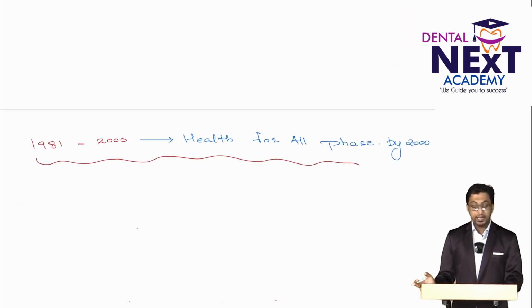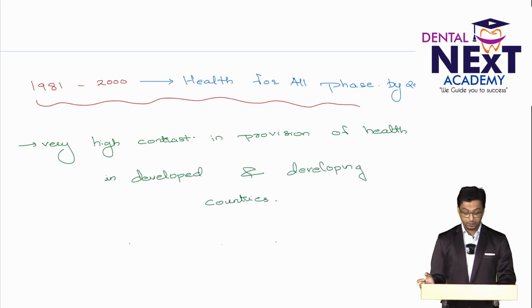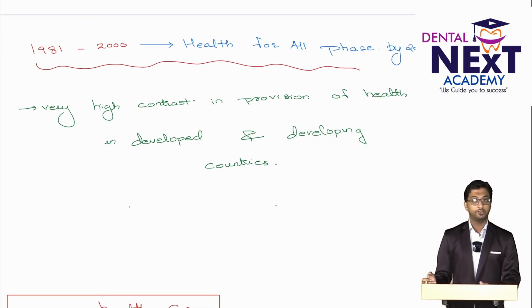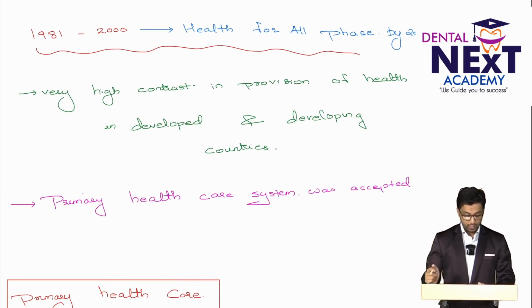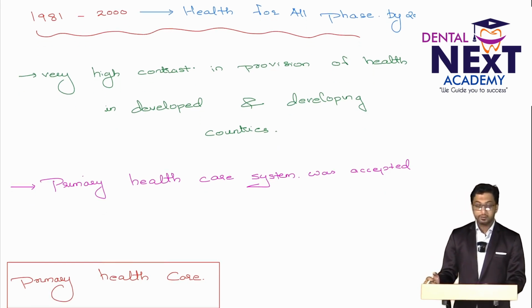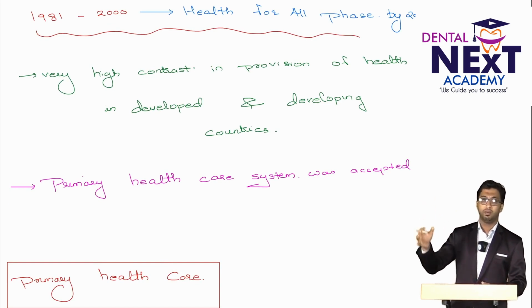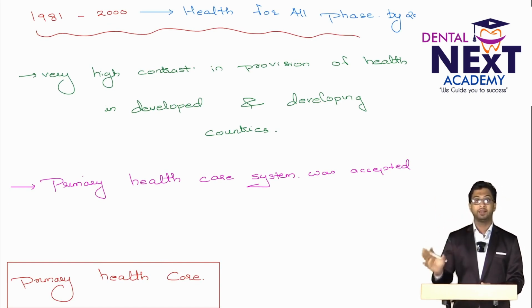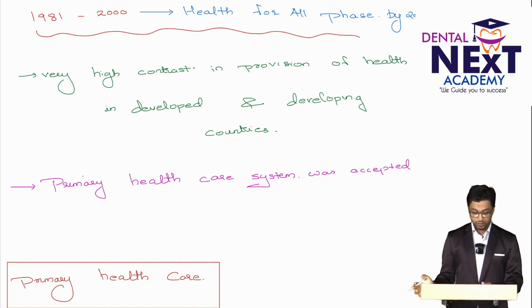Then finally the health for all phase. Now, very simple. There was very high contrast in the provision of health in developed countries and developing countries. Then they said, this is unacceptable. We should provide health for all. Based on this health for all concept, remember this, this is the most important point you have to study here. The primary health care system came into being. Every state, every city, every region, every village has got something known as the primary healthcare system, so that health for all is being provided. So the primary healthcare is the outcome of the health for all phase.